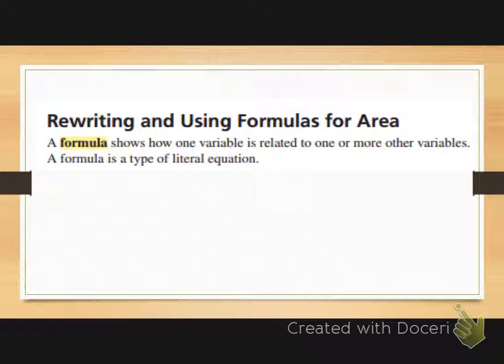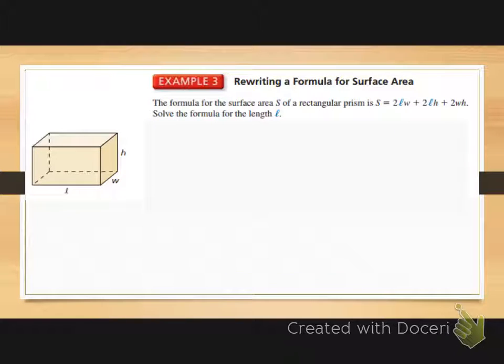Now, rewriting and using formulas for area, this is where it really comes into science. A formula shows how one variable is related to one or more other variables. A formula is a type of literal equation. So when we're looking at this, we've got the formula for surface area. The formula for surface area of a rectangular prism is S for surface area equals 2 length width plus 2 length height plus 2 width height. Now solve the formula for the length.